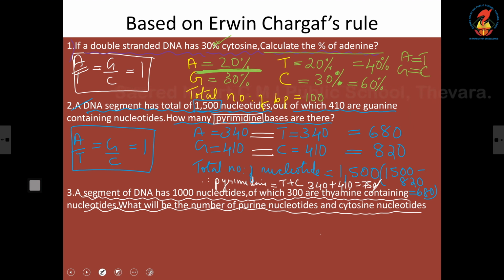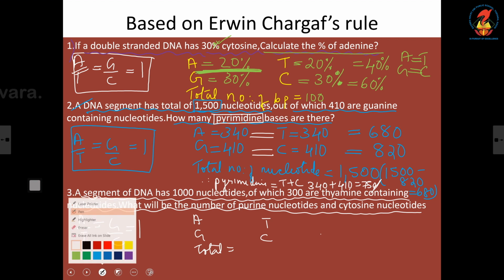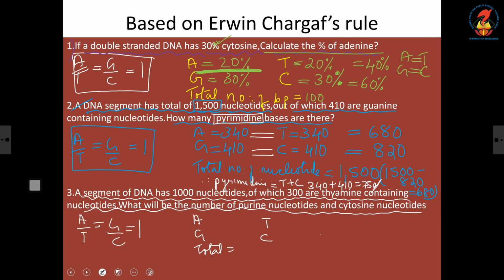So again with the same format, A by T is equal to G by C is equal to 1. This is indicative of Erwin-Chargaff's rule. Then A and T, G and C, and total. Now here, as per the question, I am substituting what is given. Thymine is 300. If thymine is 300, definitely adenine is 300, because adenine and thymine are equal in number.